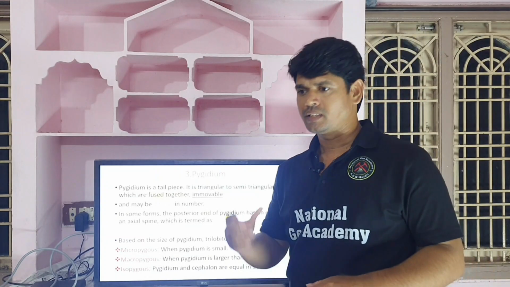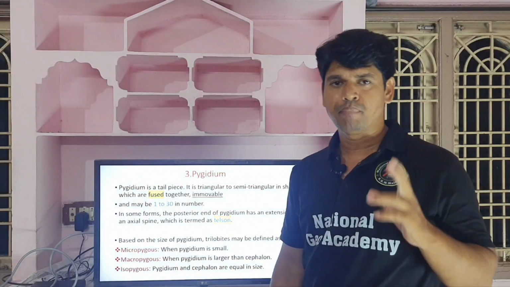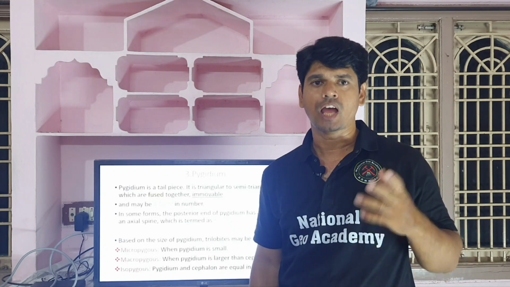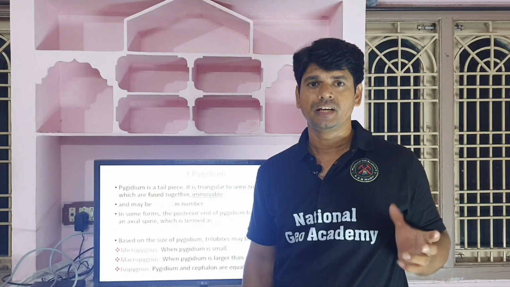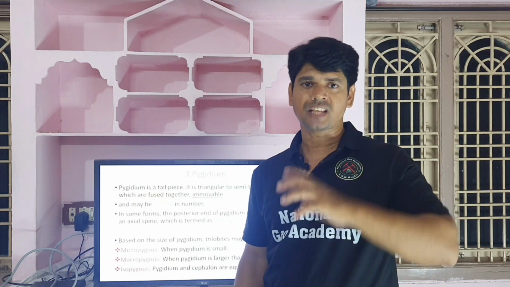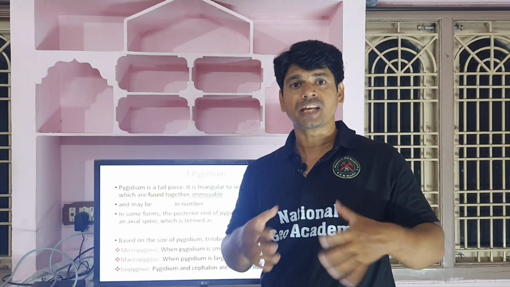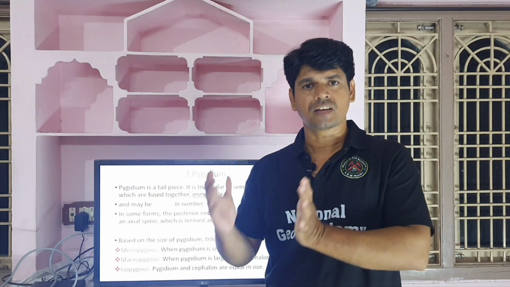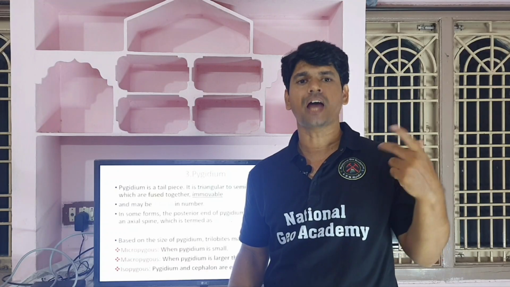In some trilobites, the pygidium or tailpiece ends with a spine, called the telson. Based on the size of the pygidium, trilobites are defined as micropygus, macropygus, and isopygus. The first one is micropygus: when the pygidium is small in size, it is called micropygus. When the pygidium is larger than the cephalon, it is called macropygus. When the cephalon and pygidium are both equal in size, it is called isopygus. It is a comparison between the cephalon and pygidium. Based on that, it is divided into three types: micropygus, macropygus and isopygus.